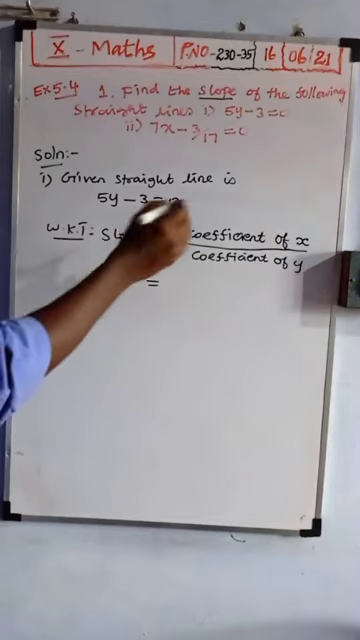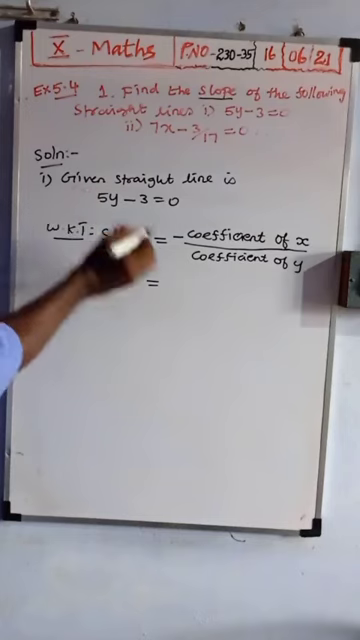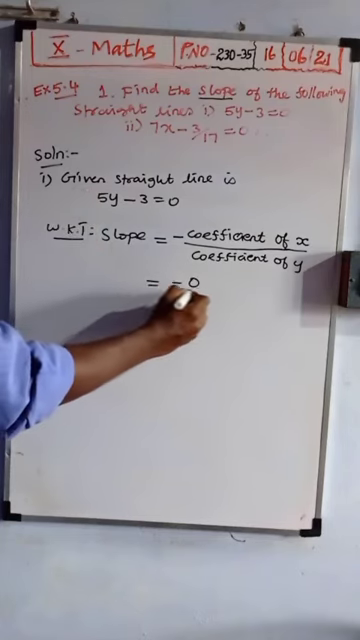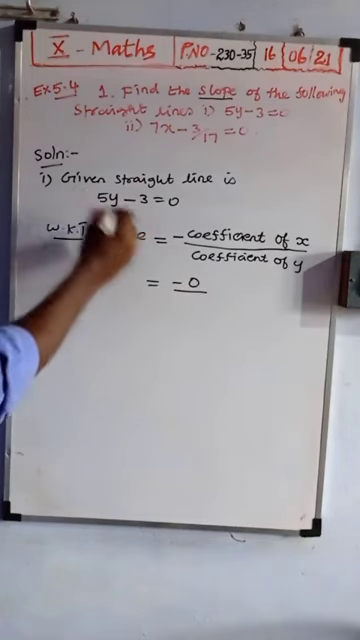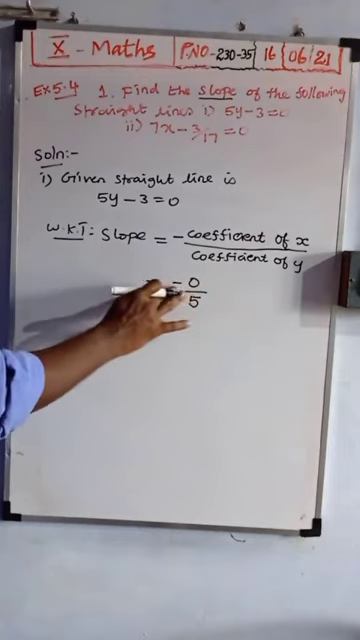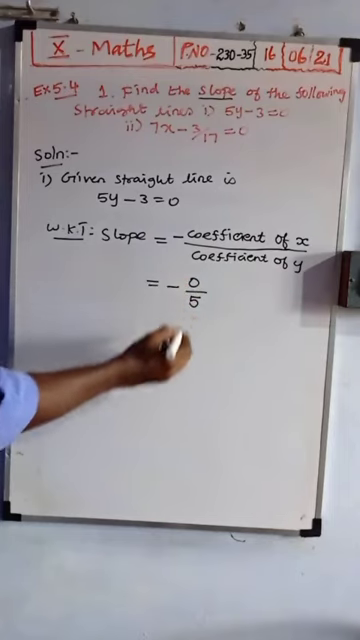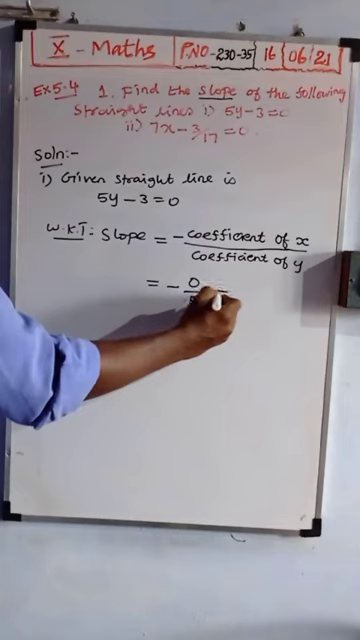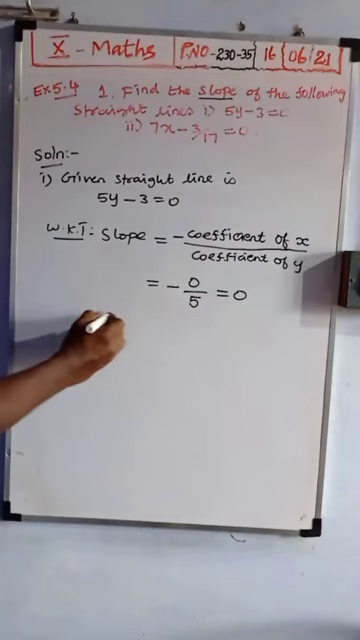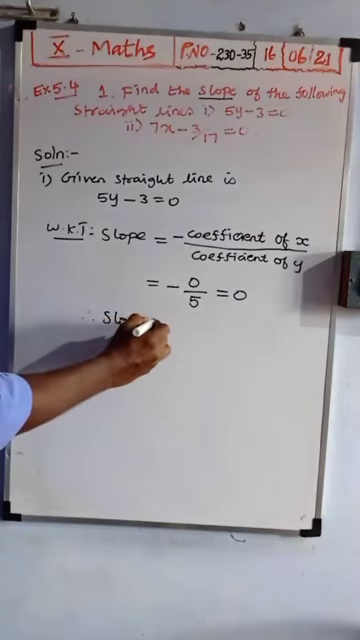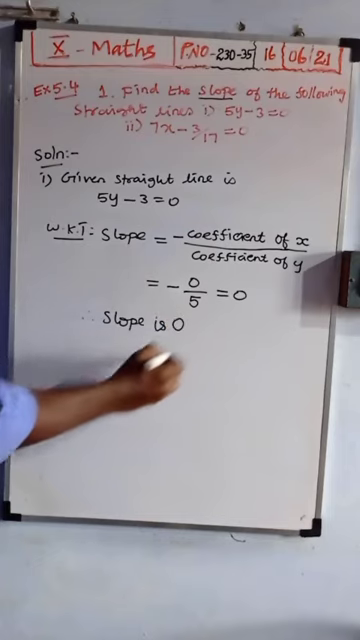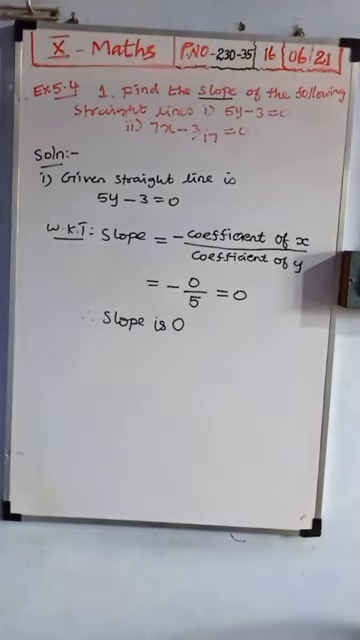Now here the x term is not there. That means minus 0 divided by the y coefficient, which is 5. You see, 0 divided by anything, the answer is 0. Therefore, the slope is 0. So first point, slope is 0.